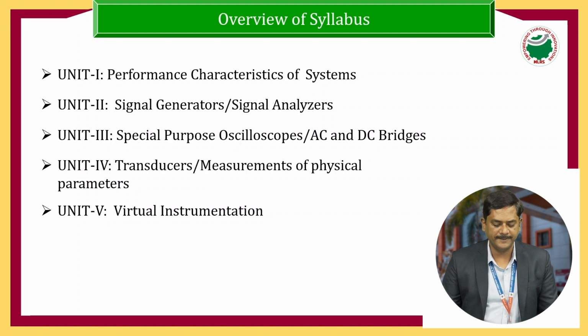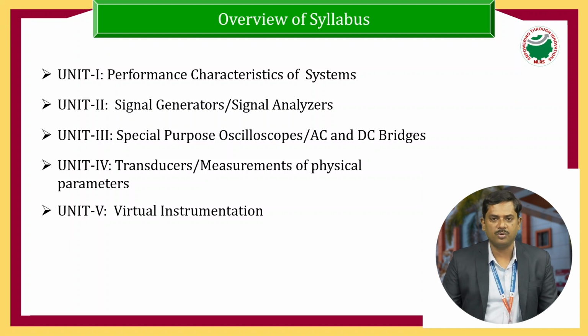Coming to unit number 3, we'll see what an oscilloscope is and what special purpose oscilloscopes are, which are meant for different types of applications, like dual beam oscilloscope, dual trace oscilloscope, sampling oscilloscope, and digital storage oscilloscope. We'll also see different types of bridges: Wheatstone bridge, Kelvin's bridge, Maxwell's bridge, Schering bridge, and everything in unit number 3.